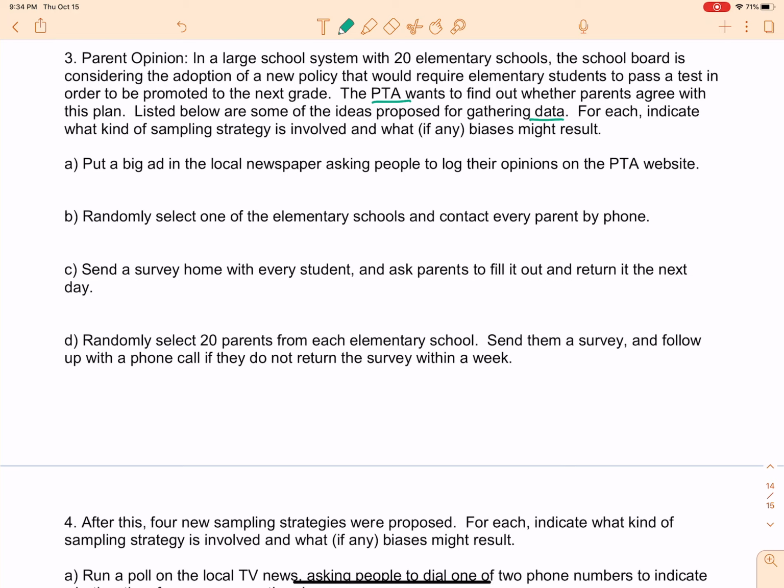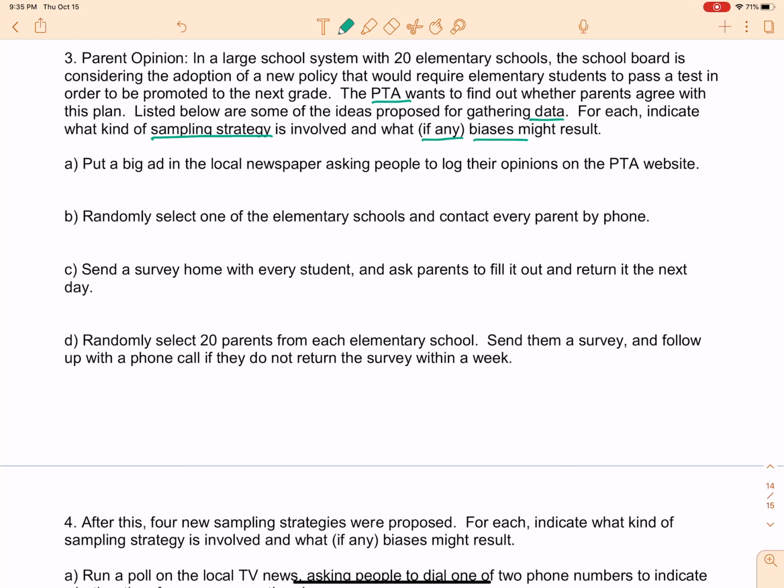For each, we are going to indicate what kind of sampling strategy is involved and what, if any, biases might result. So how am I going to answer these questions? Well, I'm going to look at my list of sampling methods. Remember, we have simple random sample, stratified, cluster, systematic, and a convenience sample. We also have multi-stage sampling. Under bias, we've got voluntary response, undercoverage, non-response, and response bias. So we are going to look at each of these situations and see which one's which.